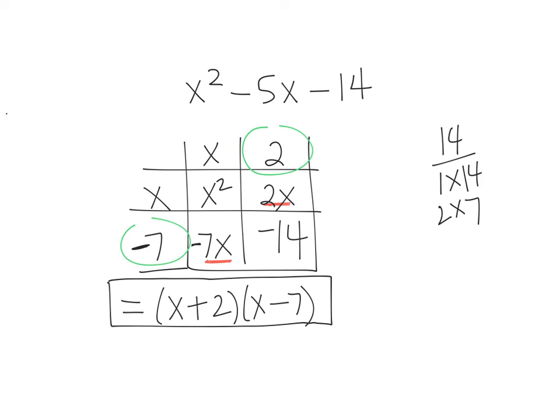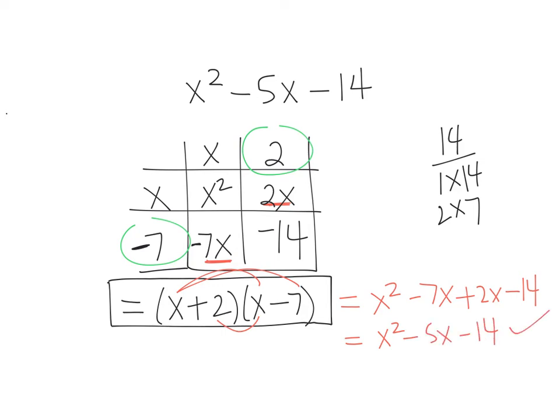And when you're multiplying two things, the order doesn't matter. So we have x times x, which is x squared, x times -7, which is -7x, 2 times x, which is 2x, and 2 times -7 is -14. Which is x squared minus 5x minus 14, which is what we started with. So we did it right. So we must have gotten the right answer. And that's how this is done.